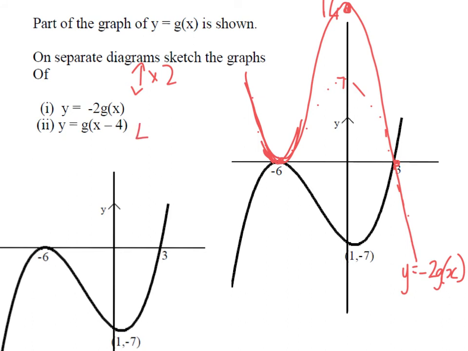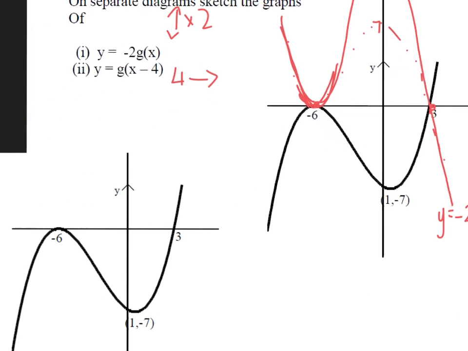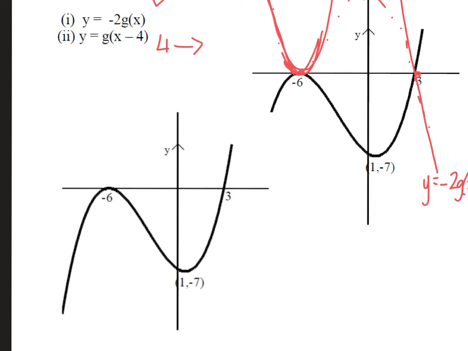So that means everything is going to move 4 in the positive direction. So everything is going to move 4 to the right. So I'm just going to move everything a wee second to fit this in. Okay, so everything moving 4 to the right. This isn't so bad. So minus 6 moved along 4 will now be at minus 2. 3 moved along 4 will now be at the number 7. 1 negative 7 moved along 4 will now be 5 negative 7. So let's put that there.